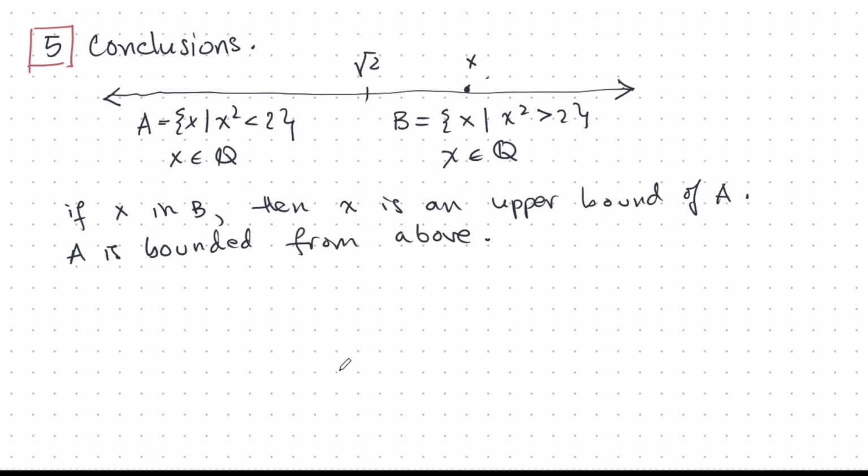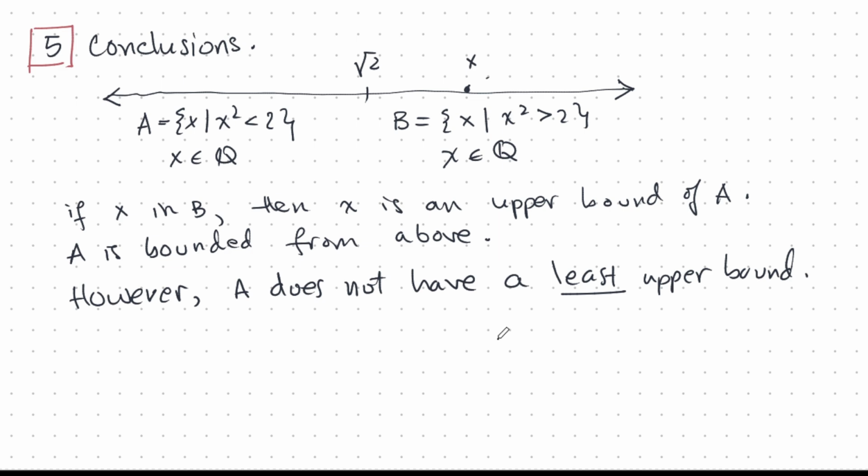Except that it doesn't have a least upper bound. That's the problem. It doesn't have a least upper bound. We're talking here about rational numbers only. We have not introduced any real numbers. This is just to orient ourselves. Let's pretend we don't know about root 2. We don't have a least upper bound for A.